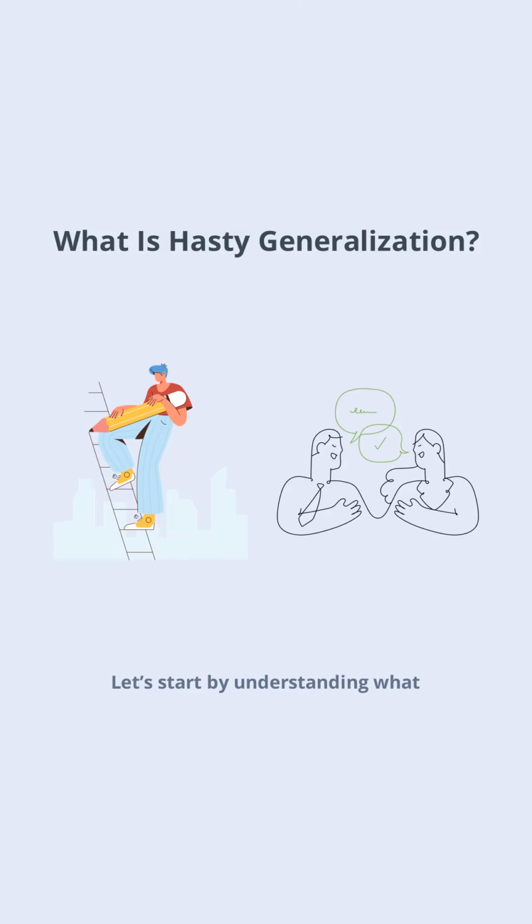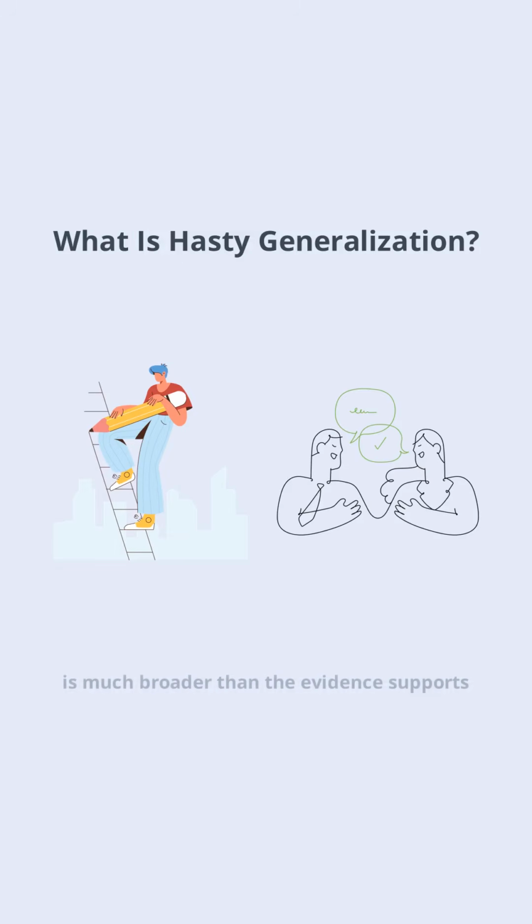Let's start by understanding what the hasty generalization fallacy actually is. This logical error occurs when someone makes a sweeping statement based on very limited evidence. Imagine seeing just a small part of a picture and assuming you know the whole story. For example, you might meet a couple of rude people from a city and then decide that everyone from that city must be rude. That's a classic hasty generalization.